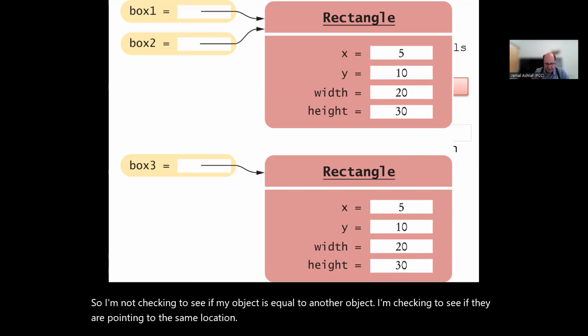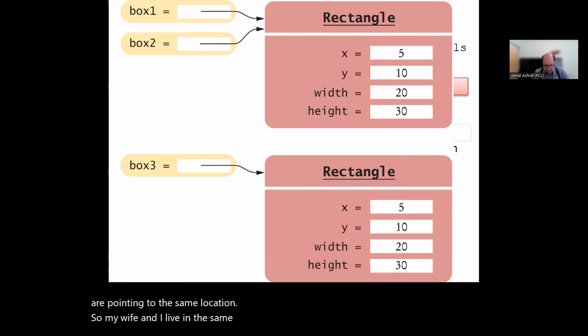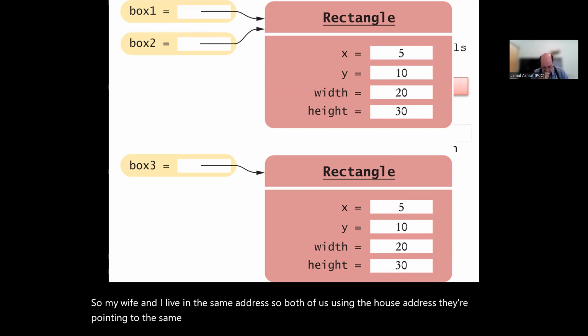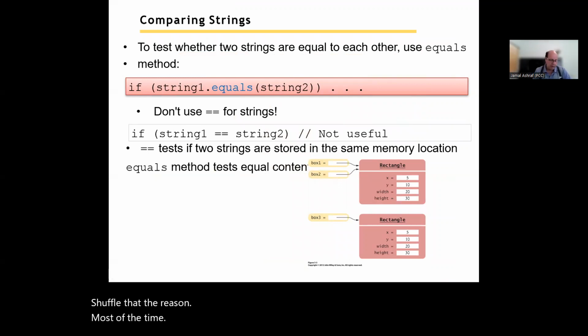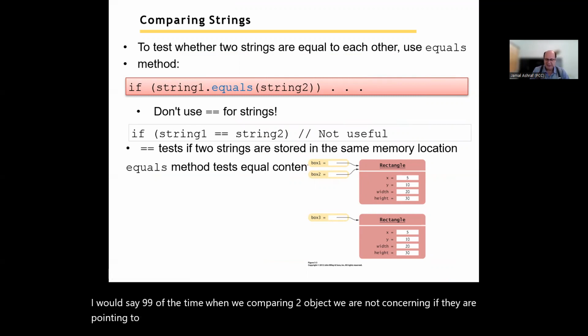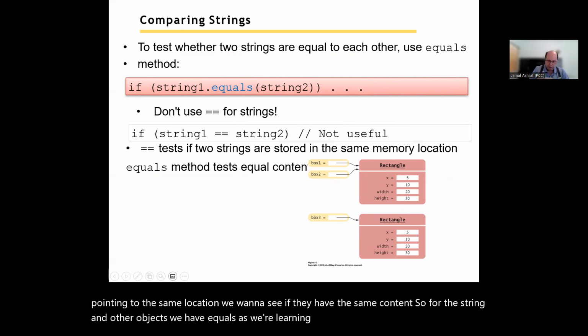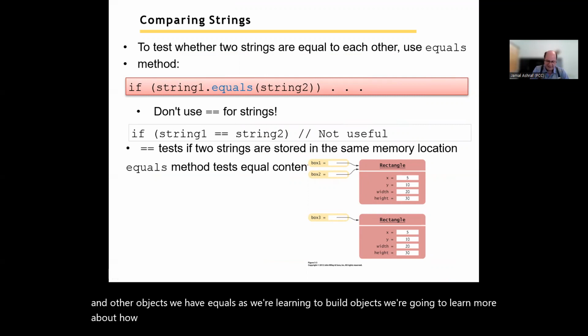My wife and I live at the same address, so both of us are using the same house address, pointing to the same location of the house. For that reason, 99% of the time, when we're comparing two objects, we are not concerned with whether they are pointing to the same location. We want to see if they have the same content. So for strings and other objects, we have dot equals. As we're learning to build objects, we're going to learn more about how to put this equals inside our object to be able to use it.